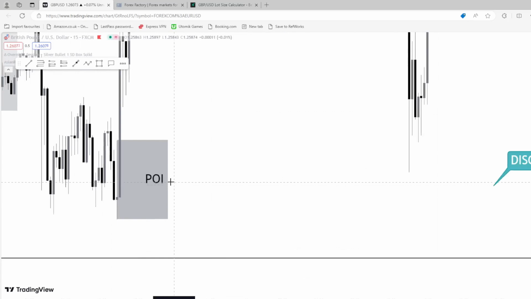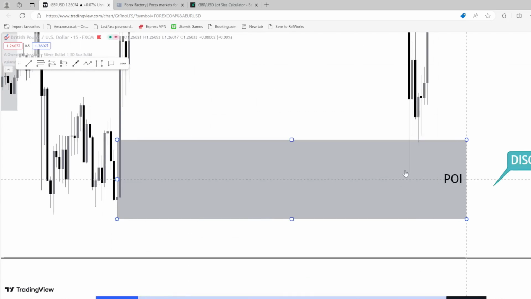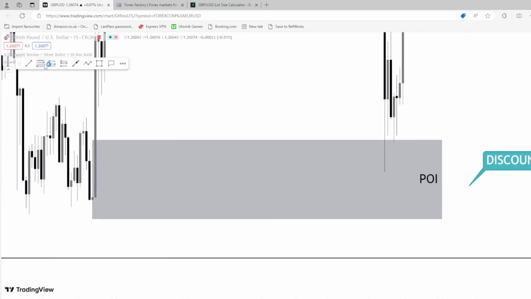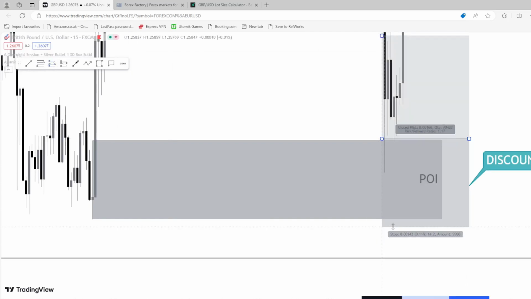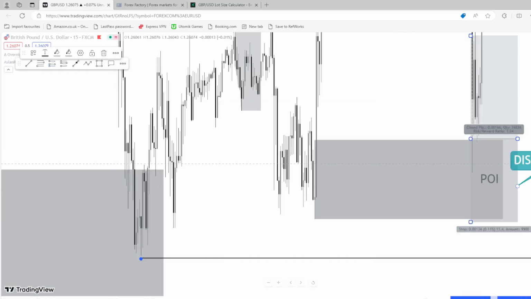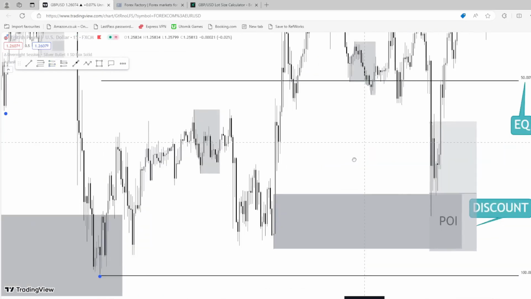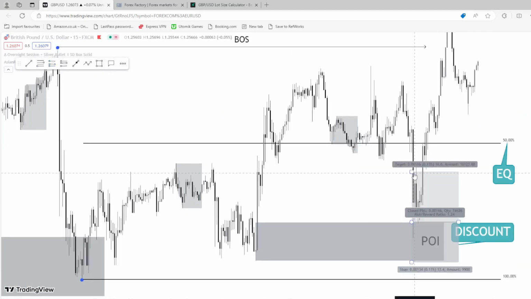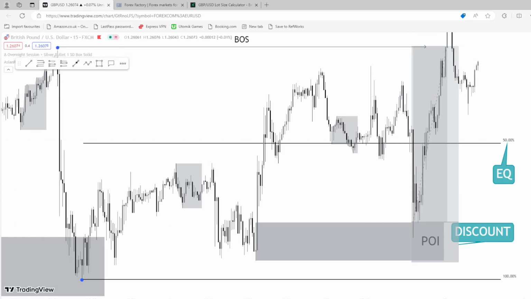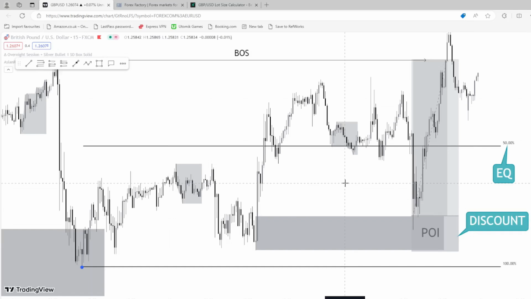So this POI, again, is valid for the fact that it follows our rules. It breaks structure, it's priced correctly in the discount, and it leaves a fair value gap. And again, you can see the result of that. Just follow a simple POI selection. We see a nice 1 to 4, 1 to 5 hour trade, following the same rules of break of structure, fair value gap, and PD arrays, along with liquidity, right?